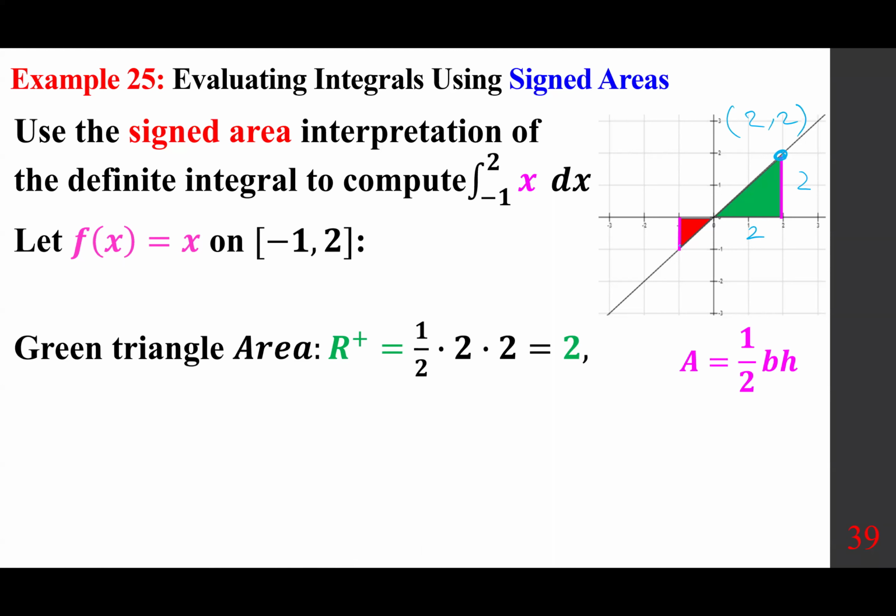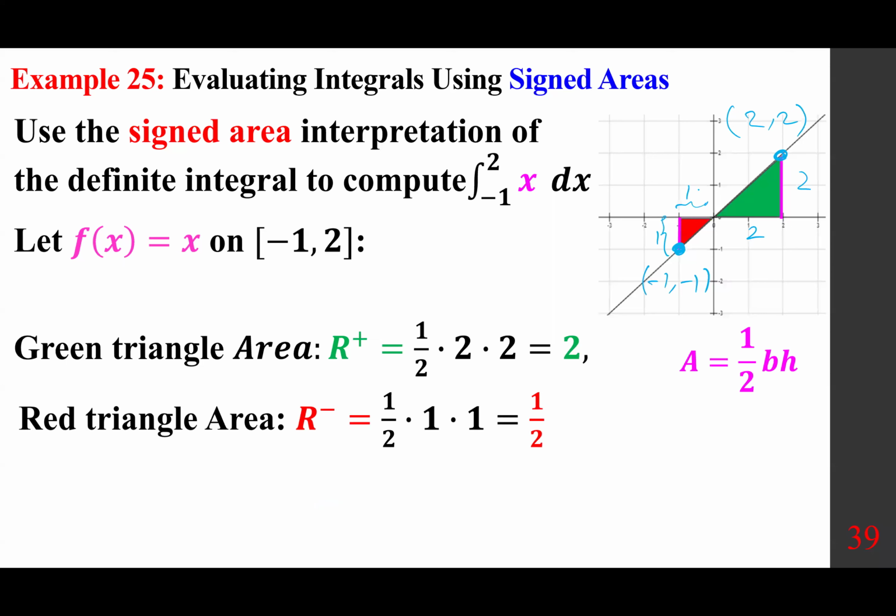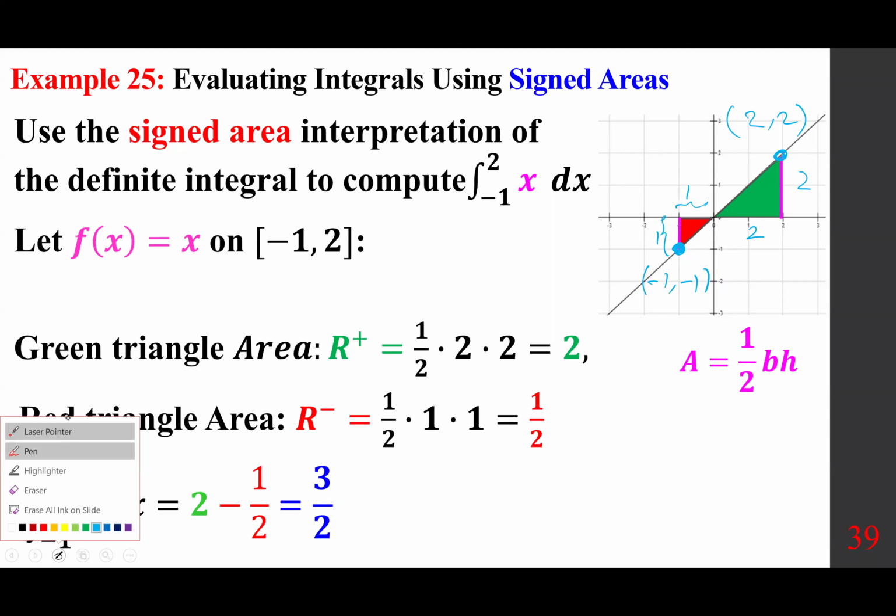For the red one, this point has coordinates -1, -1, which makes the distance 1, and 1/2 of 1 times 1 is 1/2. Their difference is 3/2. 2 minus 1/2 is 3/2. And you can understand this because it's a simple geometric shape, everybody. You know how to calculate the area for this one and the difference in the area.